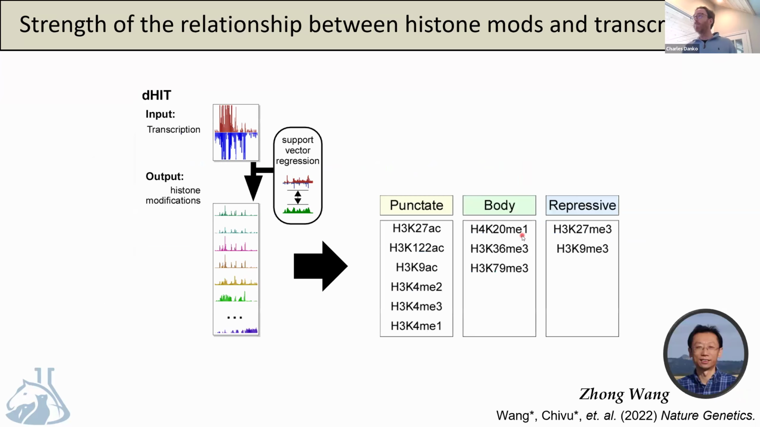And then finally, a couple years later, Zhong Wang, who was a programmer in my lab for a long time, introduced variants of these approaches that estimate histone modifications directly. So the input to this support vector regression is the pattern of transcription within a locus.